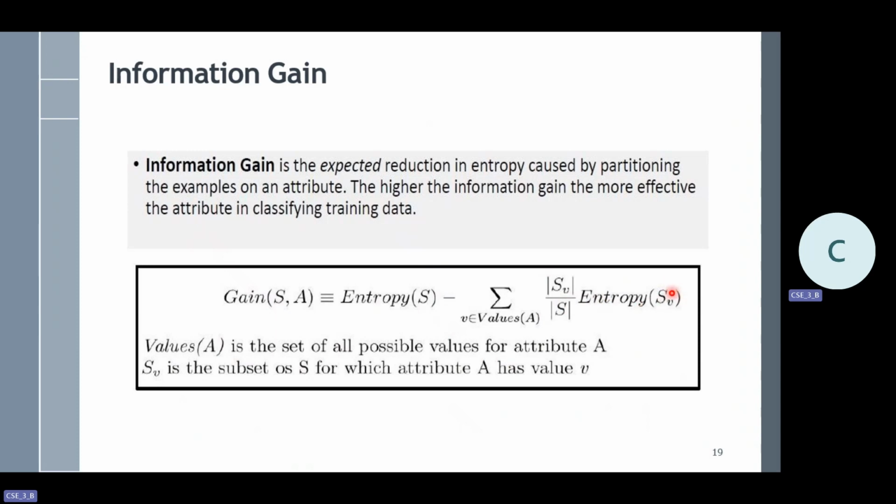So we can observe here that Values of A represents the set of all possible values for the attribute A, and Sv is the subset of S for which attribute A has value v. It means that for the attribute we have selected, that entropy has been calculated. Then we consider how many instances are there in the training set for that value, divided by the total number of instances. We can understand this with an example.